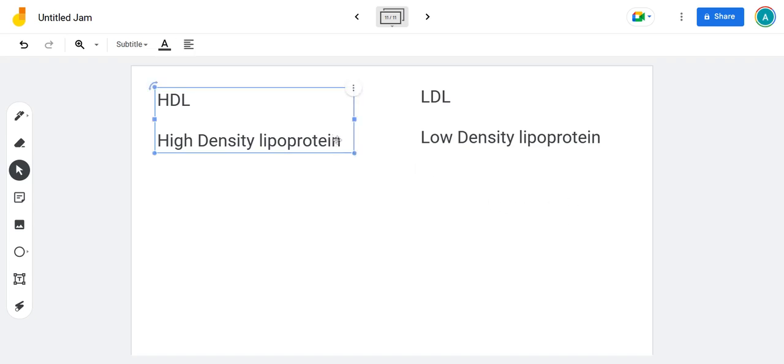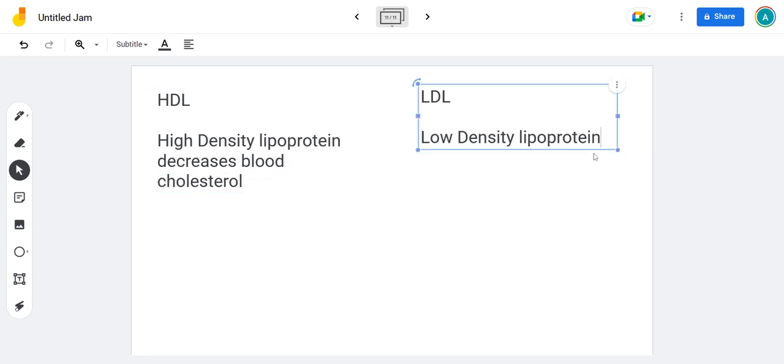So one of them will increase blood cholesterol, and one of them will decrease blood cholesterol. The HDL, the high density lipoprotein, is the one that decreases blood cholesterol, and the LDL is the one that increases blood cholesterol.